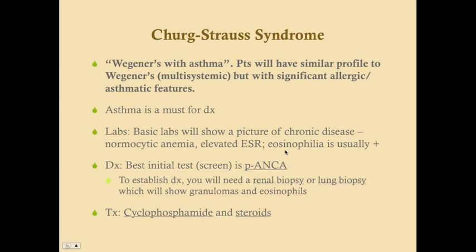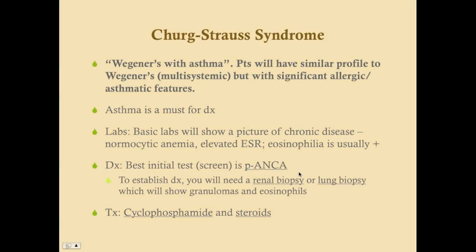And these patients will also, if you get a CBC with differential, have eosinophilia. So the best initial test if you're suspecting Churg-Strauss syndrome, so a patient with asthma that seems to have Wegener's, is to get a P-ANCA. This is different from Wegener's, where we get a C-ANCA. P-ANCA is Churg-Strauss, C-ANCA is Wegener's.